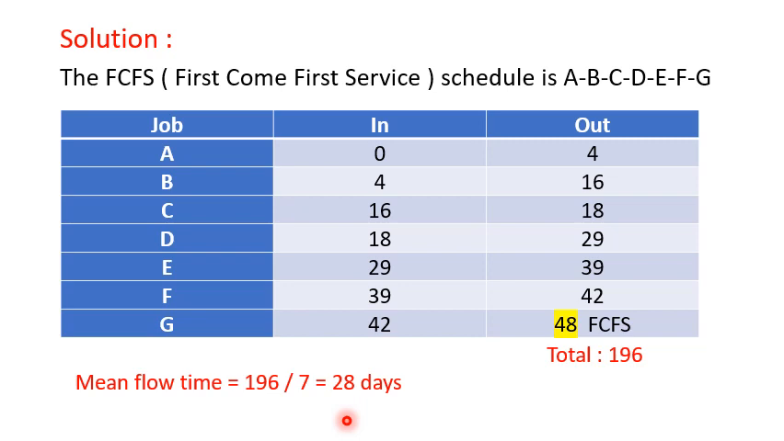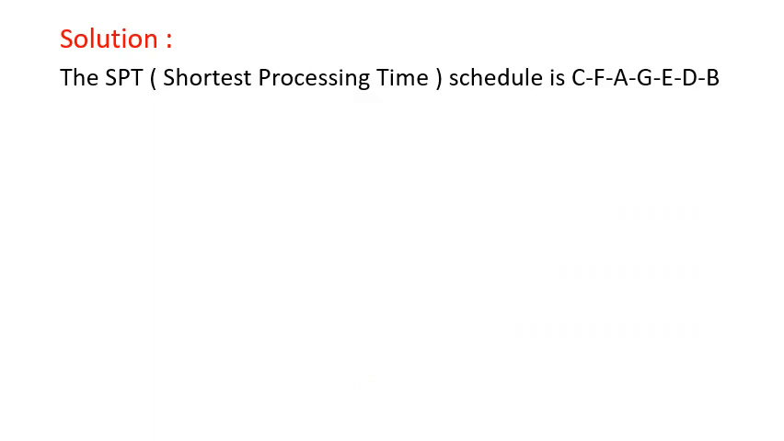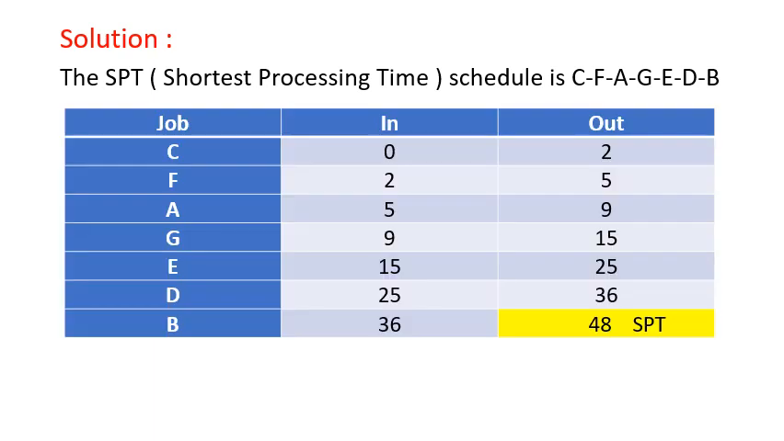So let us now look at the next rule, the SPT rule. The shortest processing time schedule was CFAGEDB. The SPT rule, shortest processing time rule, was CFAGEDB, and similarly, when I put the jobs in this sequence, C becomes the first job, so it comes in at 0.